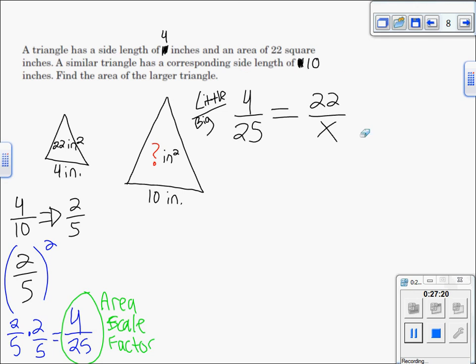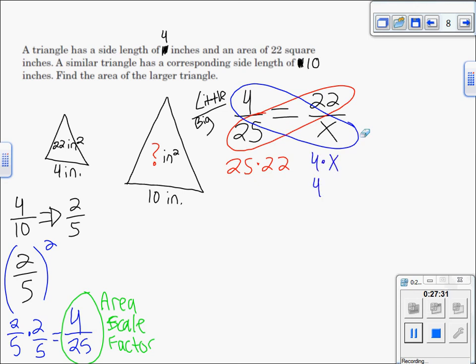So we got a proportion. We've got our area scale factor on the left, and we've got our area of the little over the area of the big. Solve this using the same thing as always, cross product property. So 25 times 22 will always be equal to 4 times x. 4 times x is easy, that's just 4x. Remember, they're equal to each other. Now 25 times 22. For the sake of time, I'm just going to cheat and use a calculator for now, so I don't have to worry about doing long multiplication when you're trying to focus on the process. So 25 times 22 equals 550. So that tells us the left side equals 550.